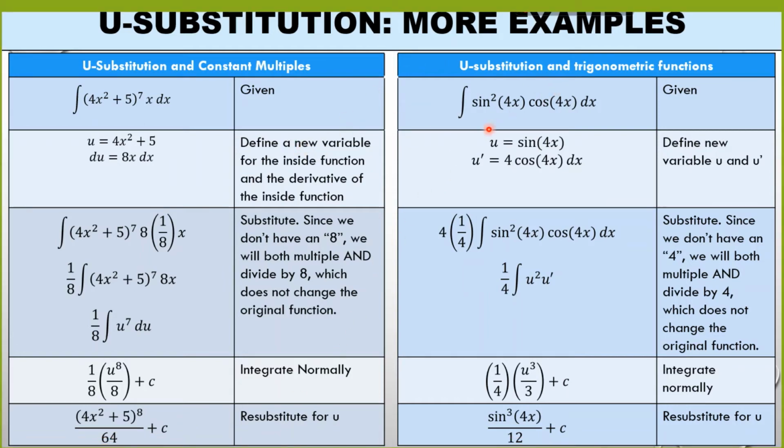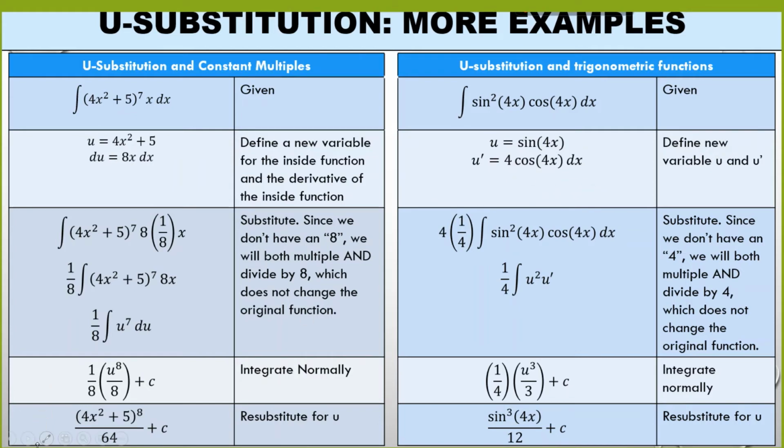Okay, same thing with these trig functions. So I'm given the sine squared of 4x times cosine x dx, and I want to integrate it. So my inside function is this part that I am squaring, all of sine 4x. If I derive that, I'll get 4 cosine 4x dx. I've got a cosine 4x dx, but not the 4. So I'm going to multiply by 4 and divide by 4. That way I don't change the original problem. But I'm going to use that 4 that I'm multiplying to be part of my u prime when we substitute.